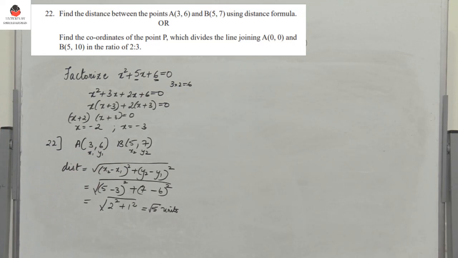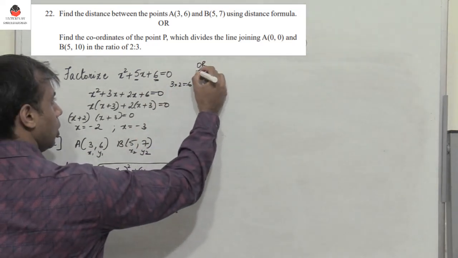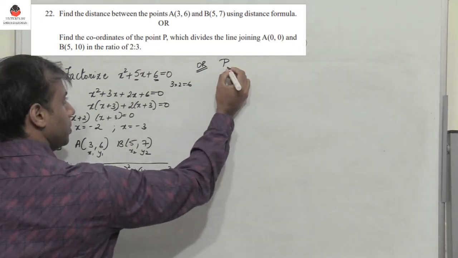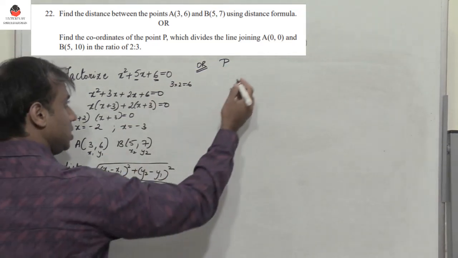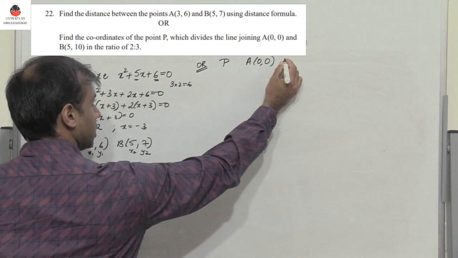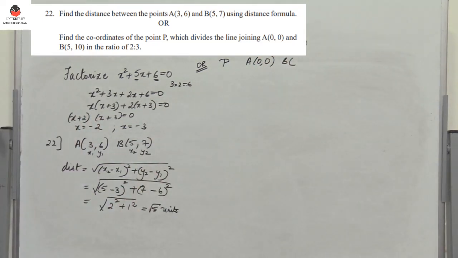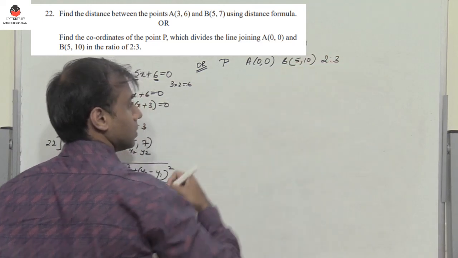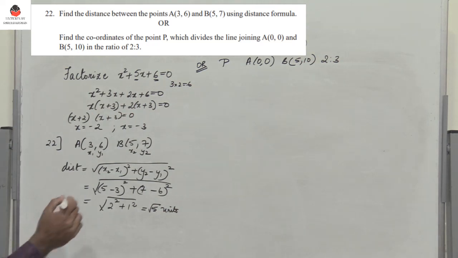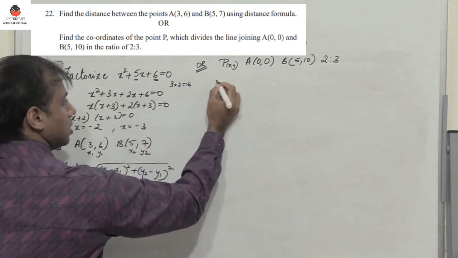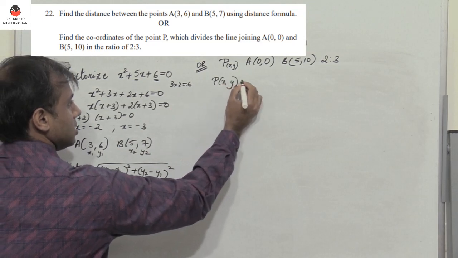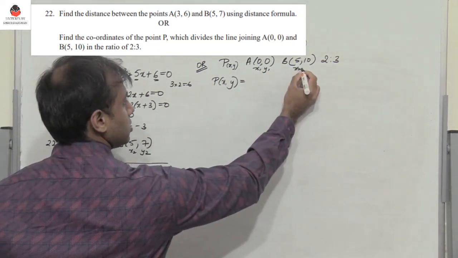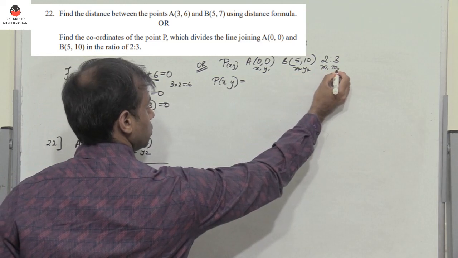So for the 22nd problem, we have one more part, where the question states that we need to find P. So we need to find a point P which divides the line joining A 0, 0 and B 5, 10 in the ratio 2:3. Right? So we have the section formula. So if the coordinates of P be x, y, so P of x, y is nothing but, so let us assume that this is x1, y1 and this is x2, y2 and this is m1, m2.